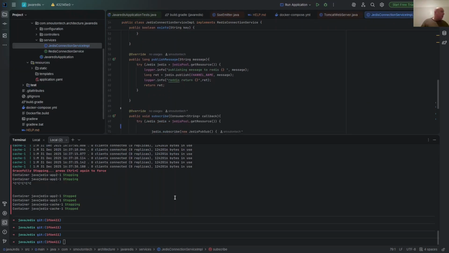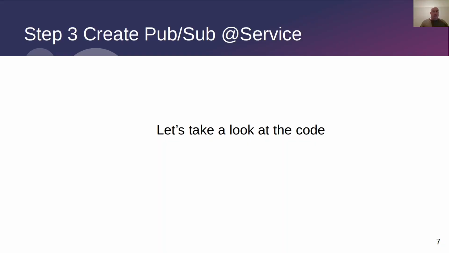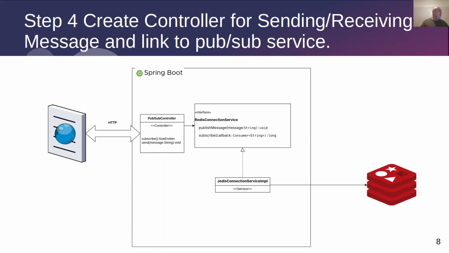Okay, so let's see what's next on our list. The structure we're aiming for is we want a PubSub controller, which is receiving HTTP requests from our browsers. It should use this Redis connection service to publish a message and subscribe to more messages.